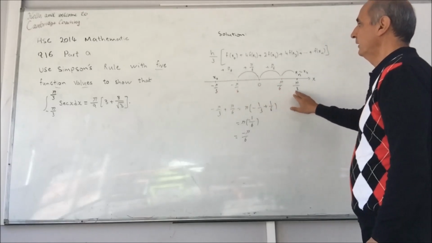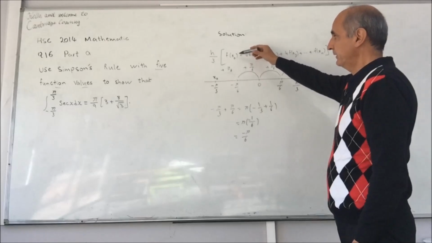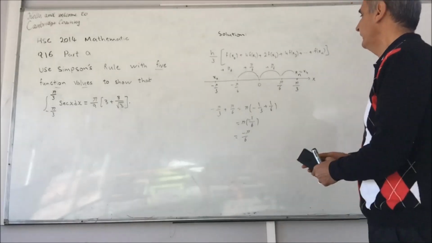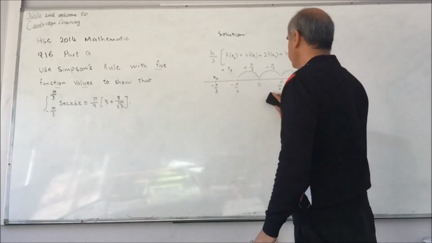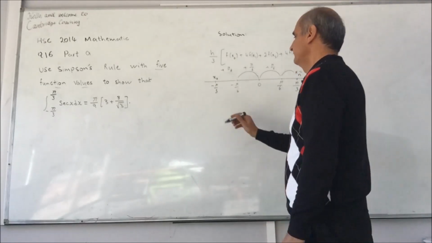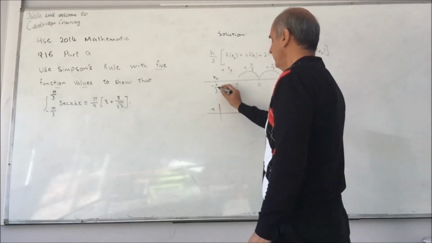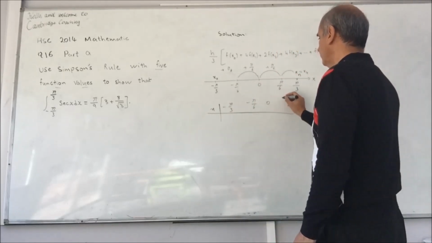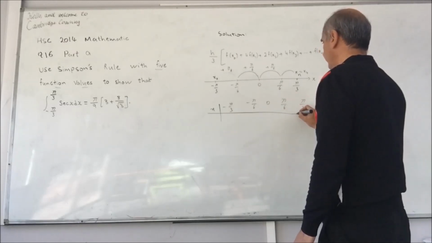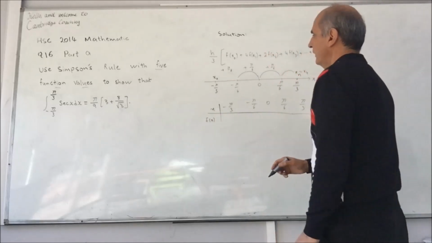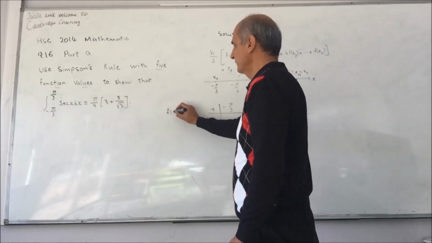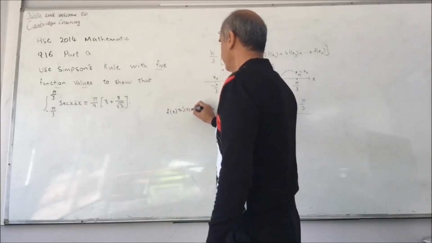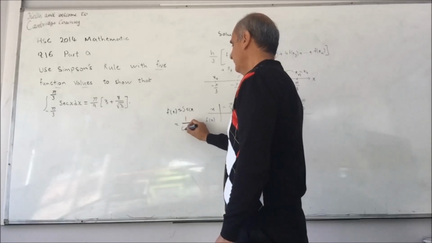These are the x values, but in the formula I don't need just the x values, I need the value of the function. So I'm going to make another table to find the values of the function for these x values. My x values are minus pi on 3, minus pi on 6, 0, pi on 6, and pi on 3. My f of x values, remember f of x in this case is just whatever you have inside the integral, which is sec of x. And you know that sec of x means 1 on cos x.